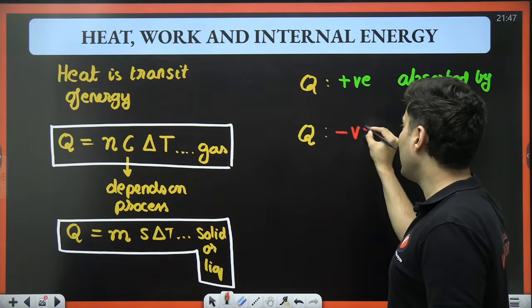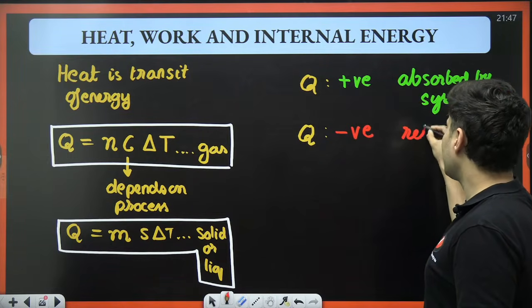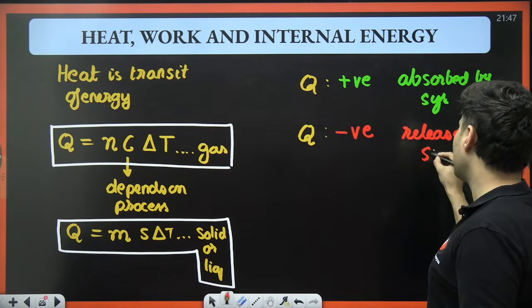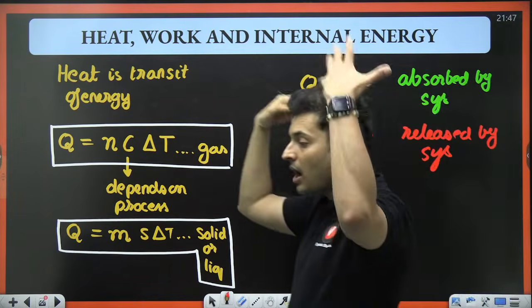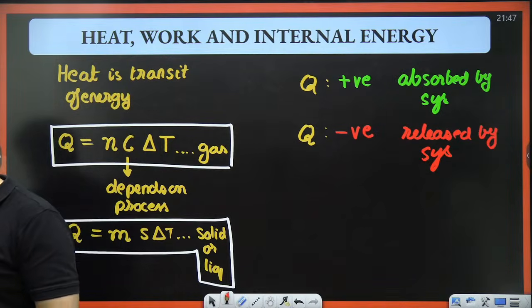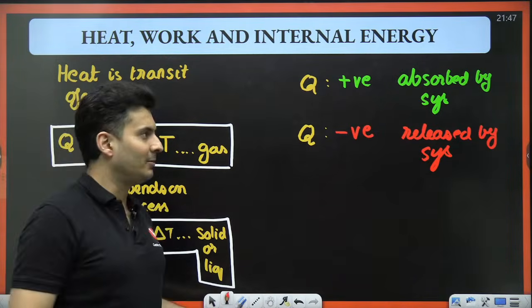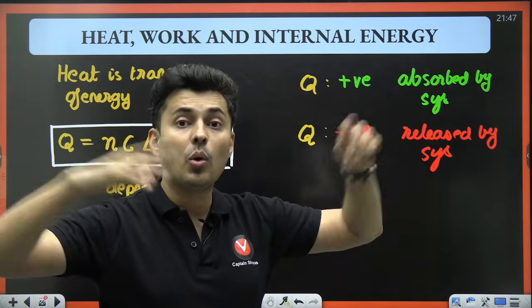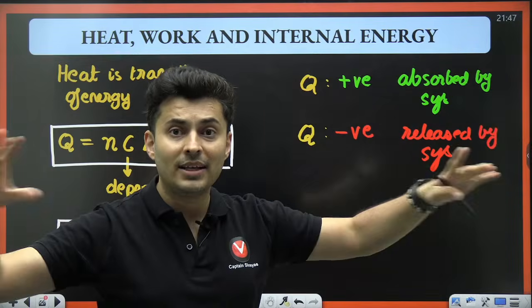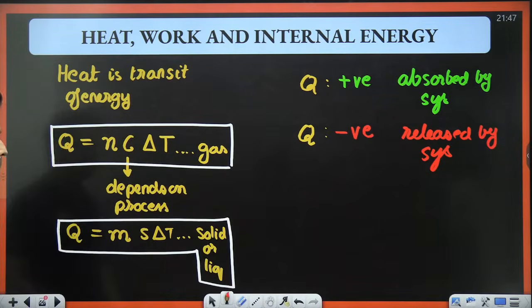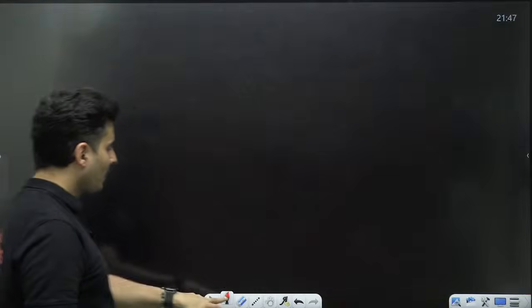If Q is negative, that means it is released by the system, going out of the system. Like when you keep hot tea, the heat will go and spread in the surroundings, so Q will be negative for that hot cup of tea. That is all about heat.